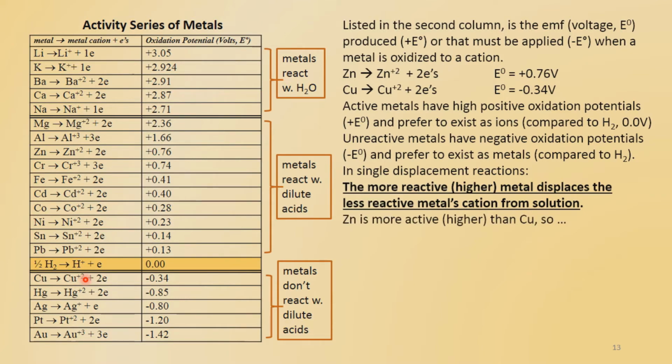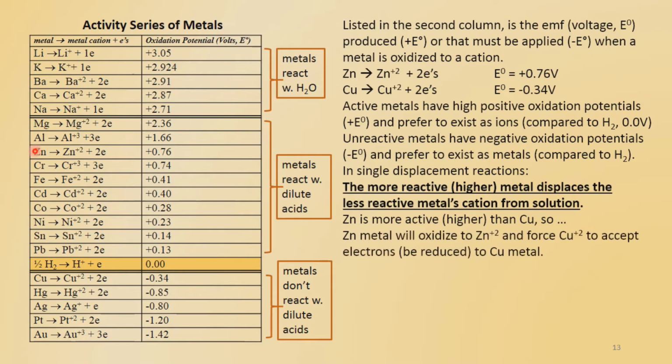So let's look at it some more. Zinc is more active. It's higher than copper, and therefore zinc metal will displace copper 2 ion, forcing it to accept electrons and be deposited from solution. As zinc is being oxidized, copper is being reduced. One of the reactions will always proceed left to right. One of them must proceed right to left.